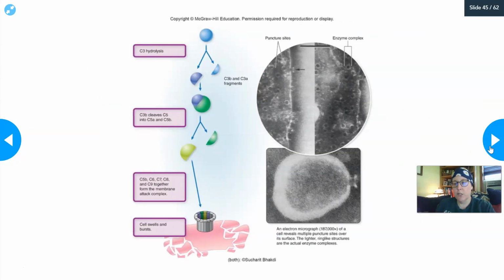And so this is an illustration of what complement does. For example, you have complement C3, which is hydrolyzed or split into C3a and C3b. C3b is going to attach to C5, which splits it into C5a and C5b, and then C5b, C6, C7, C8, and C9 work together to make the membrane attack complex, which basically pokes a hole in the bacterial cell membrane, and it causes the cell to swell and burst. You can see it here on the electron micrograph. So it basically blows cells up.